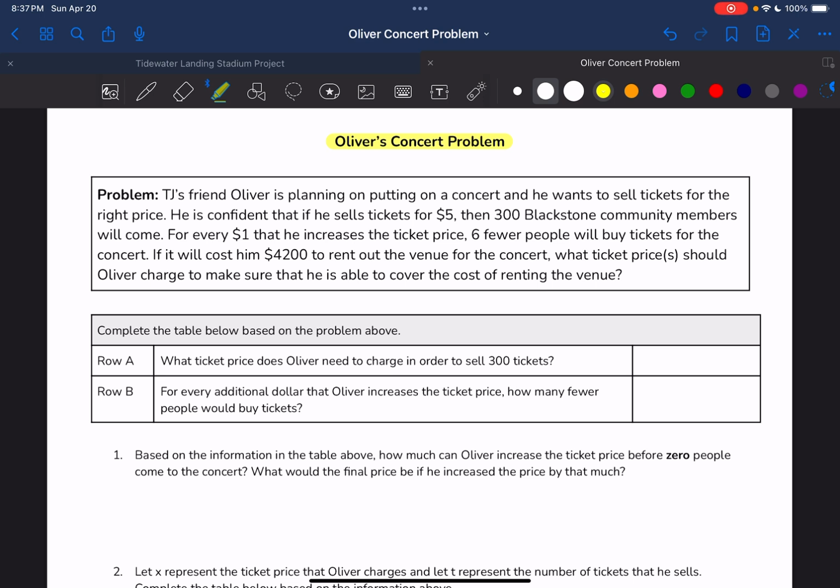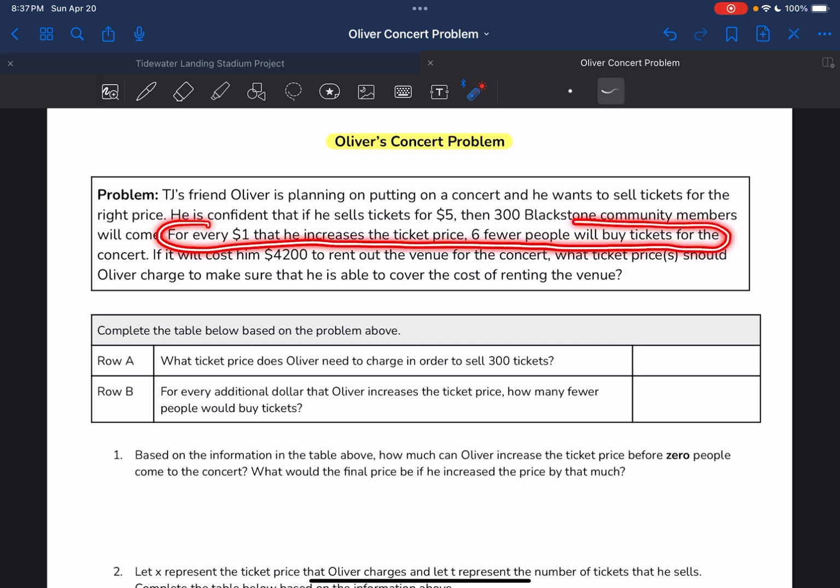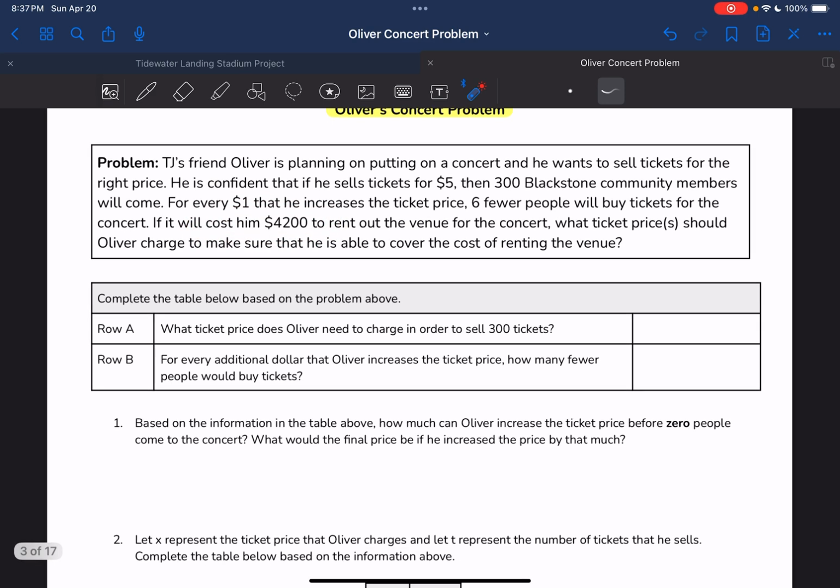All right. So we have Oliver putting on a concert. We know if the tickets are $5, then 300 people will come. For every $1 he increases the ticket price, the number of people who come goes down by 6 people, and it costs him $4,200 to rent out the event. So let's look at the table down here. What ticket price does Oliver need to charge in order to sell 300 tickets? Well, we see that right here. If he sells for $5, then 300 people come. So we're going to put $5.